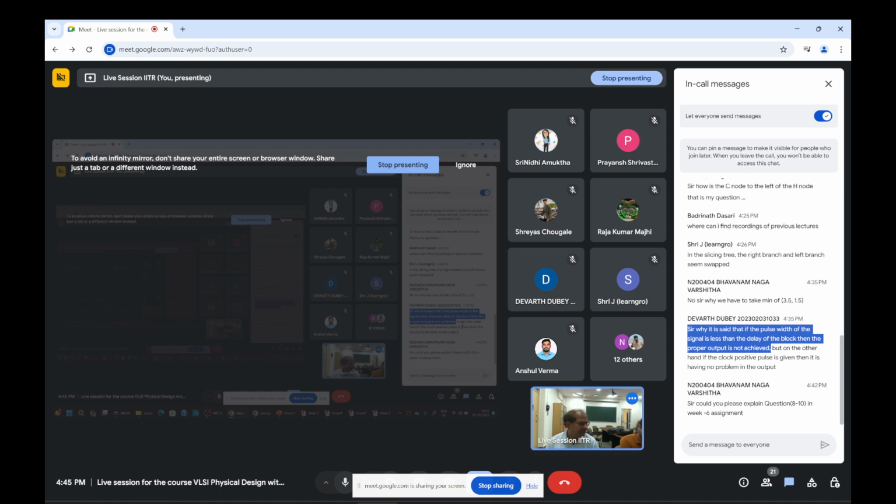Okay, so then there is another question, Varsita. 6B. ZFT position of the gate. Again, I have the solution.